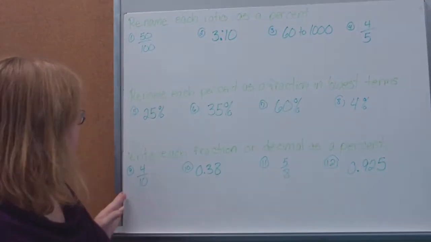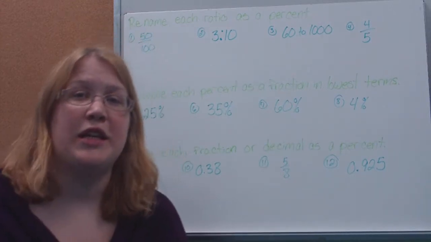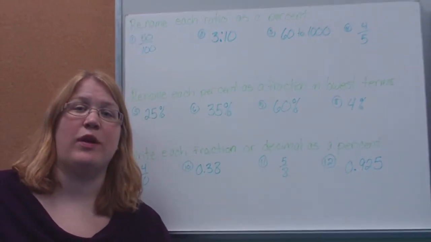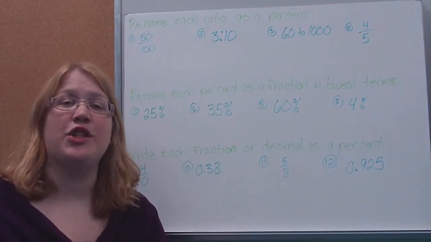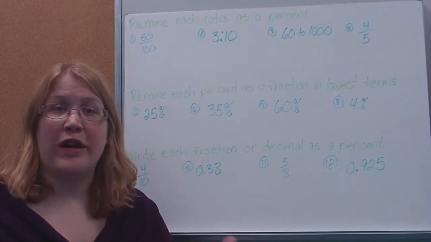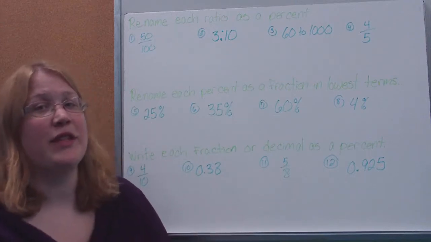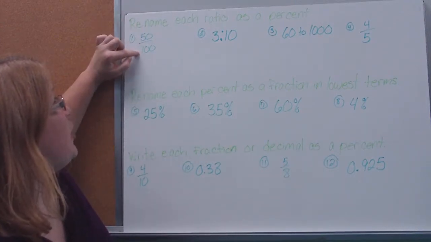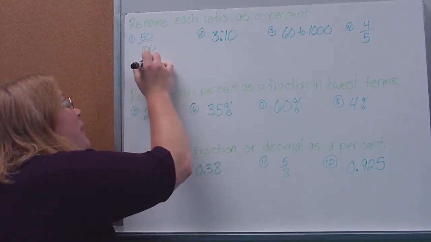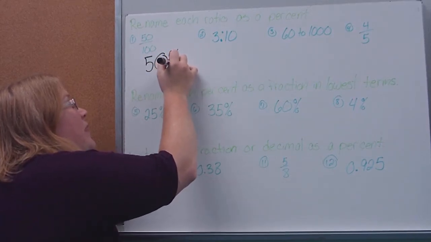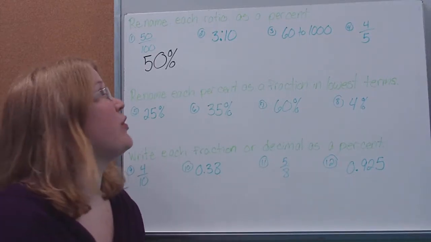So now we're just going to do some examples taking a look at these. So here I have some ratios that I want to rename as a percentage. Well, if you'll recall, I told you a percentage is a ratio of something to 100. So all I need to do is make sure that my ratio is written to 100. And if it's not, I want to write an equivalent ratio that is to 100, and then I'll get my percentage. So if you look here, I have 50 to 100. Well, that's already over 100, so that means that this is 50%. Nice and easy, just that simple. Didn't have to rewrite anything on that one. It was already written as a ratio to 100.